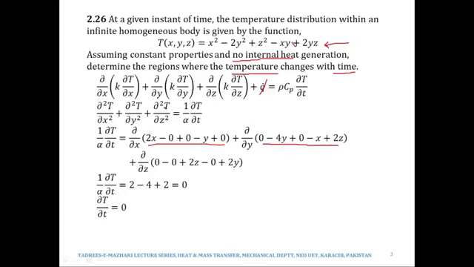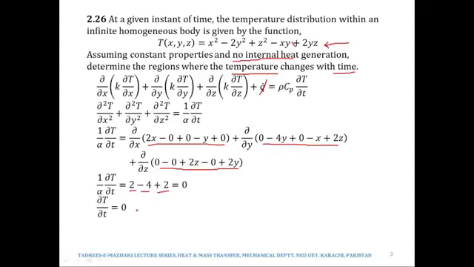And then in the last term we have to again differentiate temperature with respect to z twice. So if we differentiate, we will get these quantities. Now upon differentiating for the second time, differential of y with x would be 0, so we will be left with 2 only. Differential of x and z with respect to y would be 0, so we will be left with minus 4 only. And differential of y with respect to z will be 0, so therefore we will be left with plus 2 only. It means that ∂T/∂t is 0.